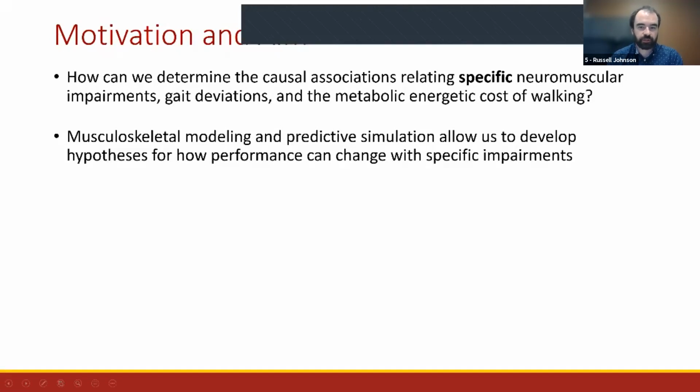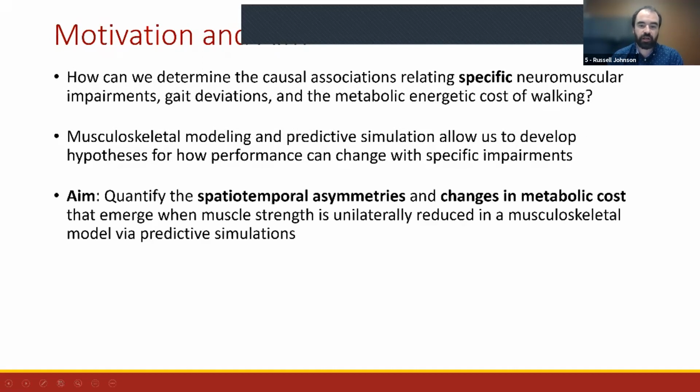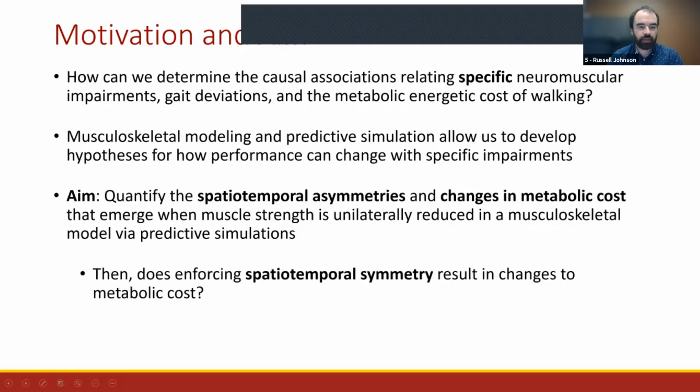Now, for this, we're going to focus on hemiparesis, or muscle strength reduced on one side of the body more than the other. So the aim for this project is to quantify the spatial temporal asymmetries and changes in metabolic costs that emerge when muscle strength is unilaterally reduced on a model with predictive optimizations. Once we do that, we're then going to ask, does enforcing spatial and temporal asymmetry result in changes to the metabolic cost?